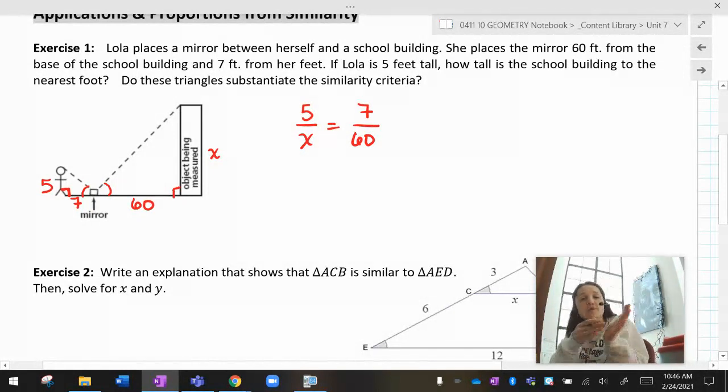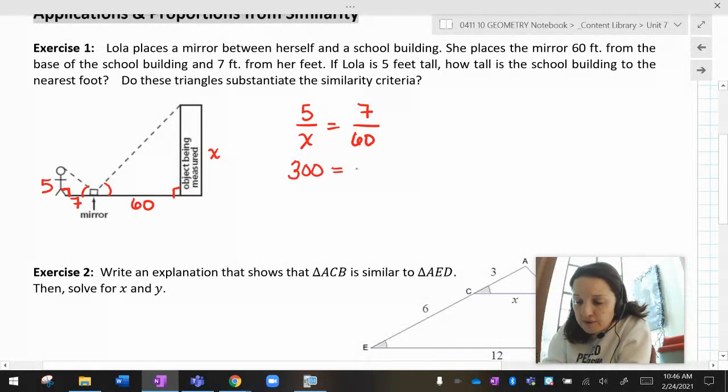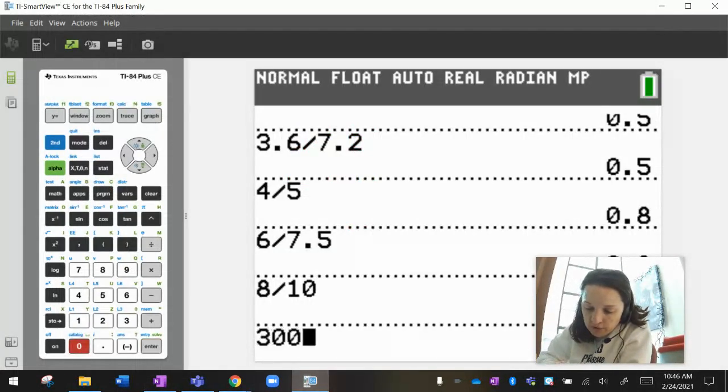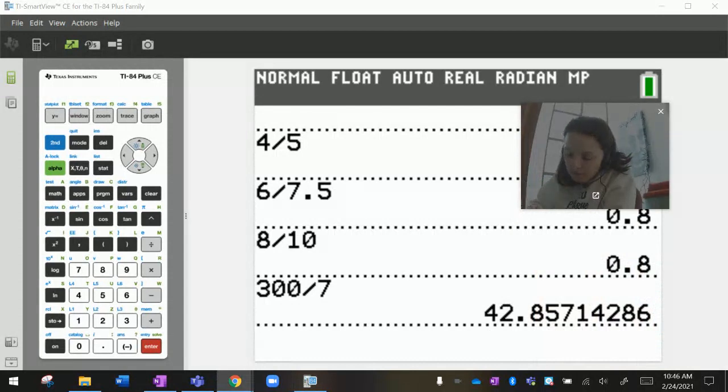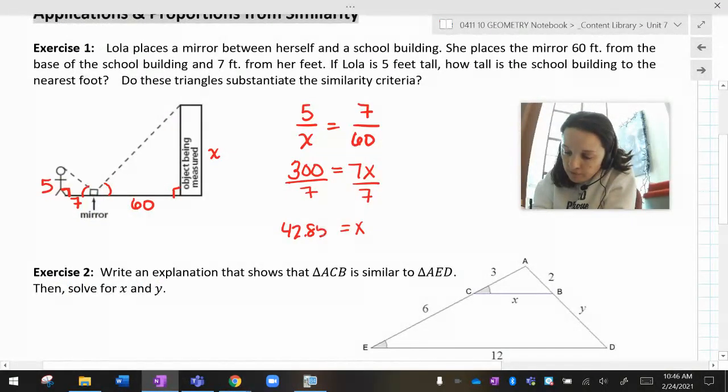In the previous lesson, we did small to small, medium to medium, large to large. Now I'm just doing it based on positioning: height compared to height, base compared to base. How do I solve a proportion? When I have two fractions set equal to each other, we can solve by cross multiplication: 5 times 60 is 300, x times 7 is 7x. Divide by 7, and 300 divided by 7 is 42.857. They said round to the nearest foot, so I'm going to say 43 feet.